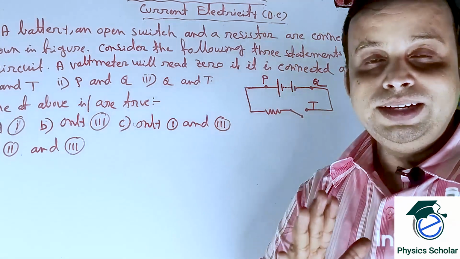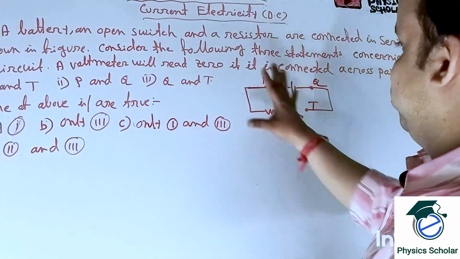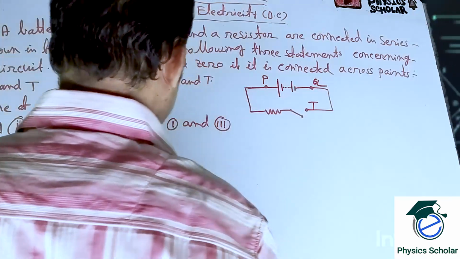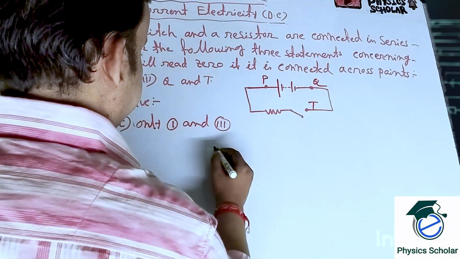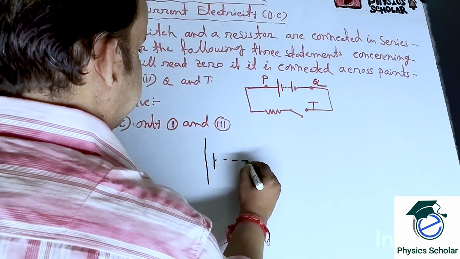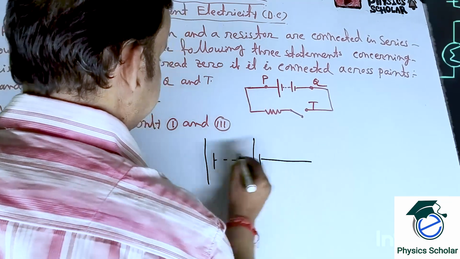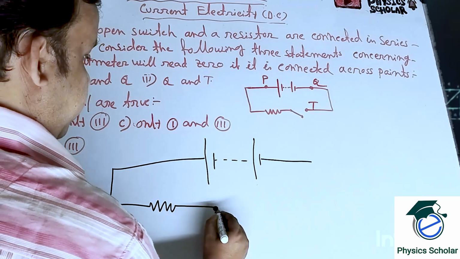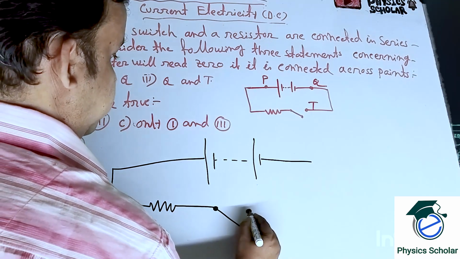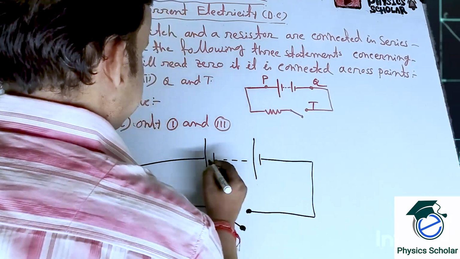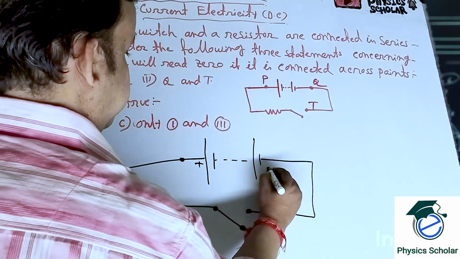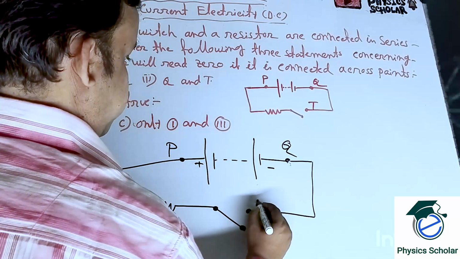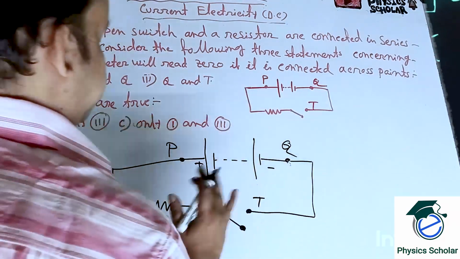Now this is a conceptual question. No need to do any numeric calculations over here. I am drawing the circuit once again so that you can understand it properly. This is the battery, this is the resistance, and this is the open switch. The circuit is open. This is the positive terminal, this is the negative terminal. This point is P, this point is Q, and this point is T.